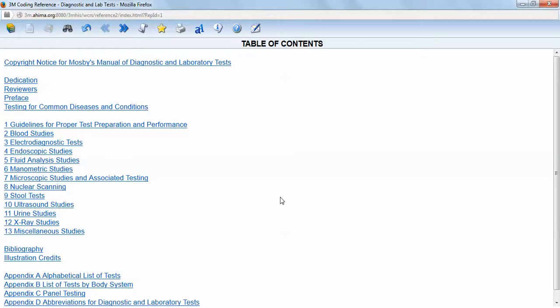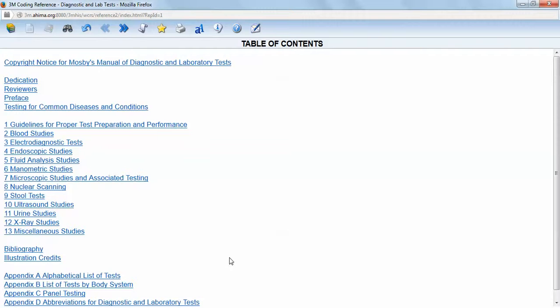So this brings us to this screen, and they have everything sorted out. They have ultrasound studies, urine studies, stool tests, blood studies, etc. But again, that's not a really efficient way of looking for things, because basically this is the book. This would be as if you had a book in front of you and you had a table of contents and you had to look it up. We want to do things efficiently, right? Because we are going to be working under productivity standards, etc.